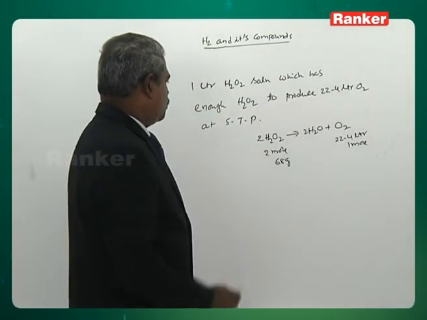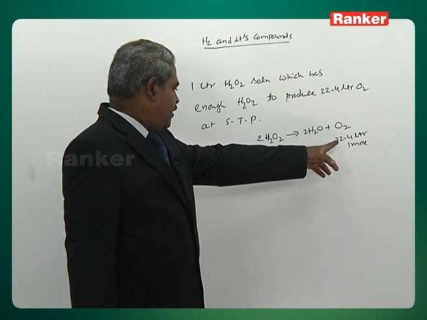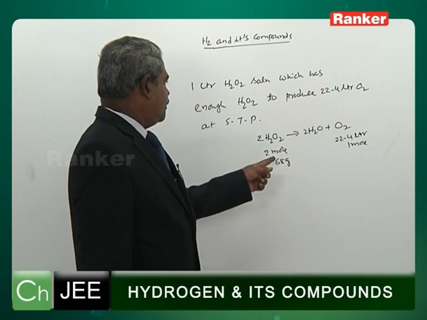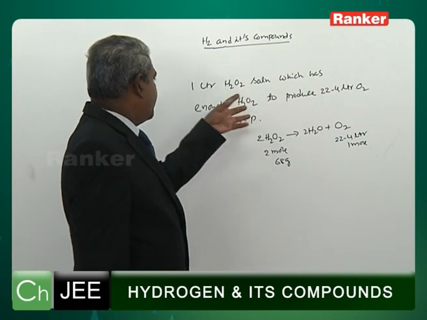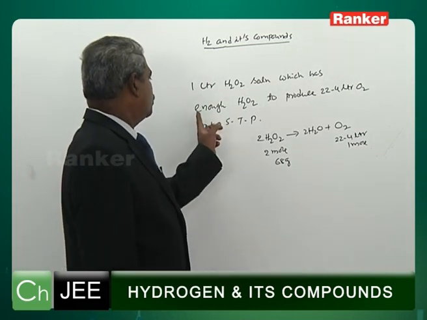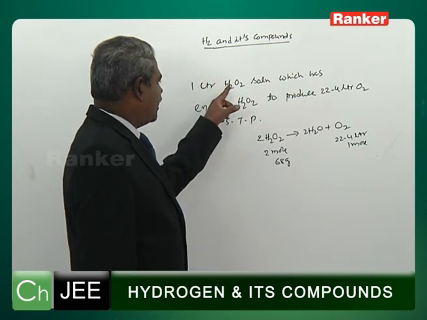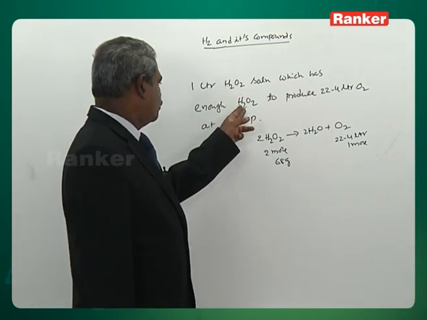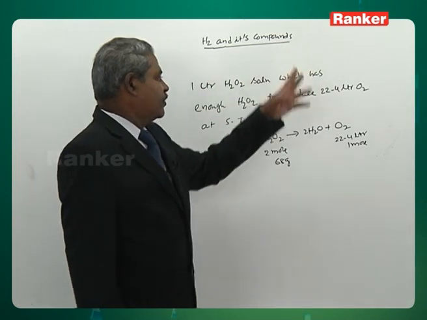Now, if you want to get 22.4 liter oxygen, it is possible only when you have 2 moles, that is 68 grams. But you are getting this 22.4 from 1 liter. So, 1 liter H2O2 solution has enough H2O2. How much should it have? Enough means 2 moles, 68 grams. Only if you have 2 moles of H2O2, 68 grams in 1 liter, can that 1 liter solution give 22.4 liter oxygen at STP on heating.